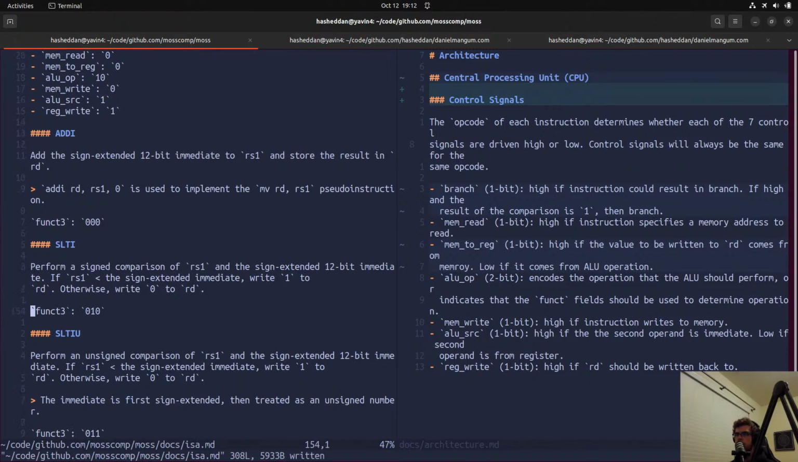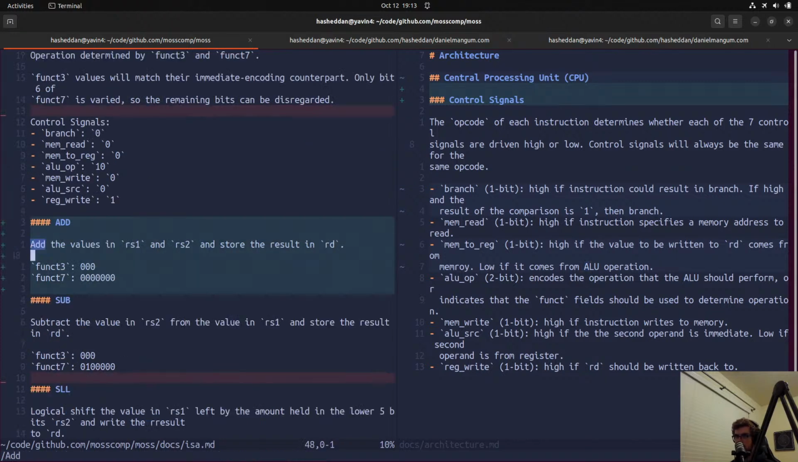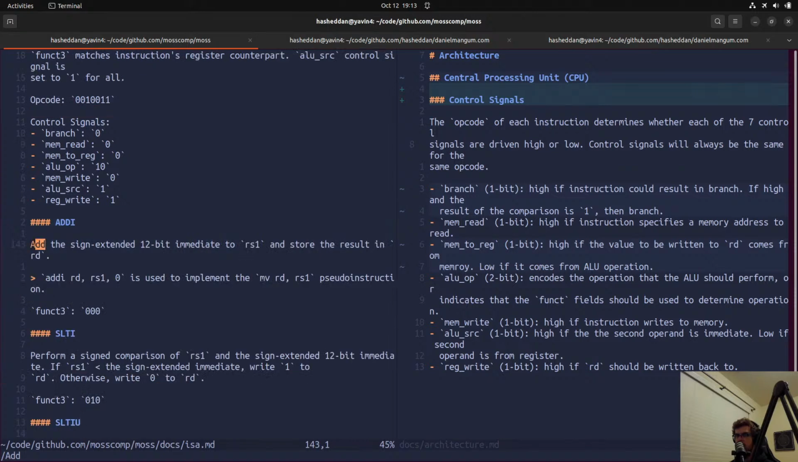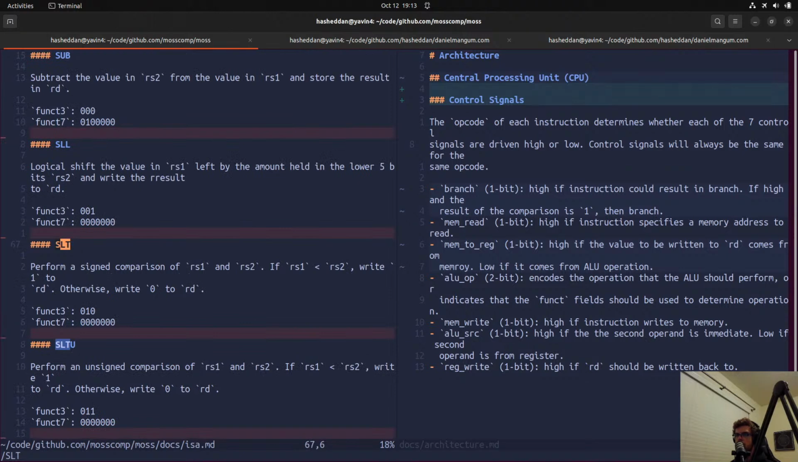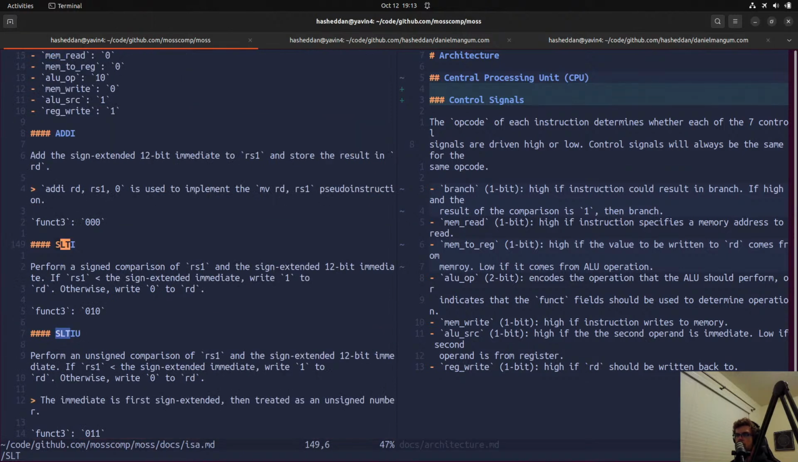Another thing that we talked about last time was that the funct3 values in the immediate encoding variant of the register instructions are going to have the same funct3 value. So add immediate is going to have the same as add here, so 0, 0, 0. And maybe SLT would be a more interesting one. So we have SLT 0, 1, 0, and then SLTI 0, 1, 0. Cool.